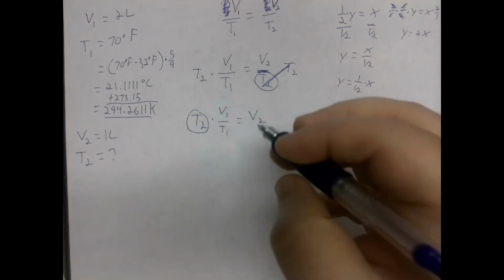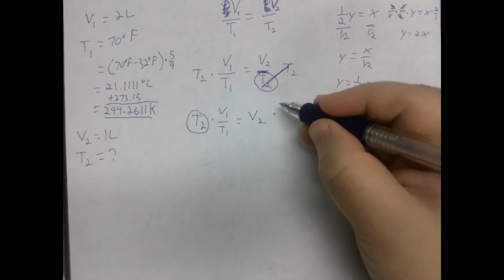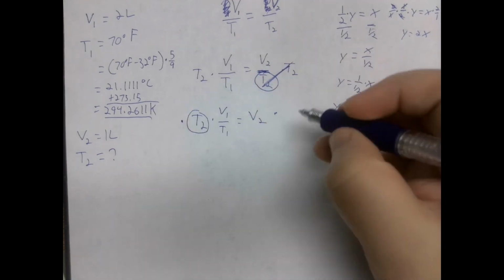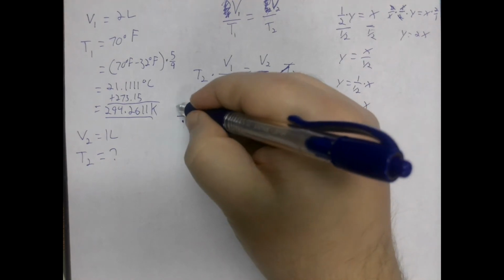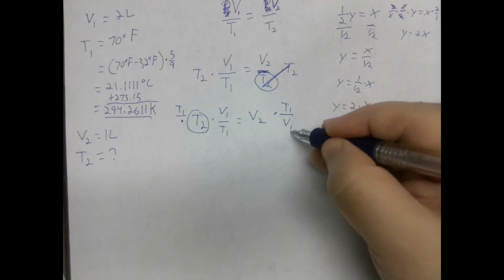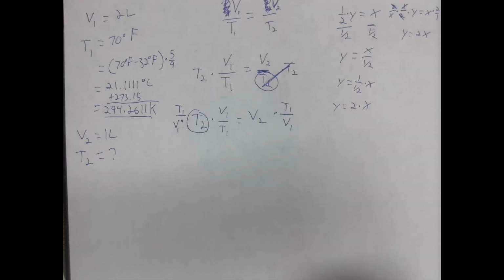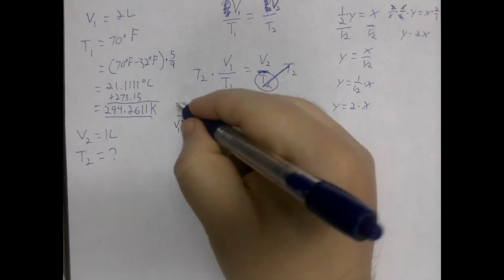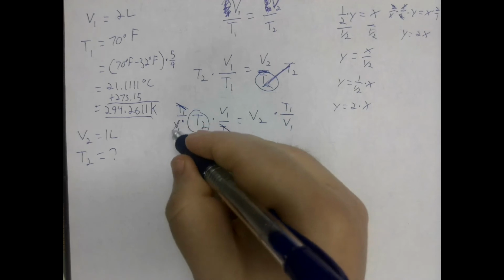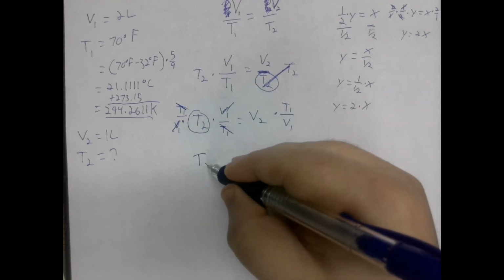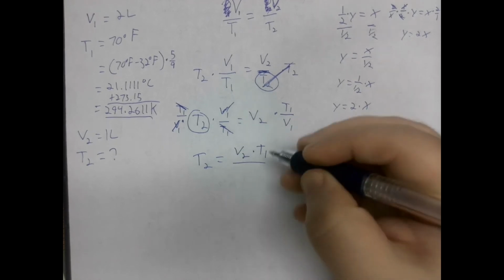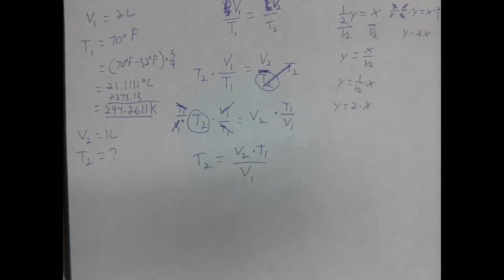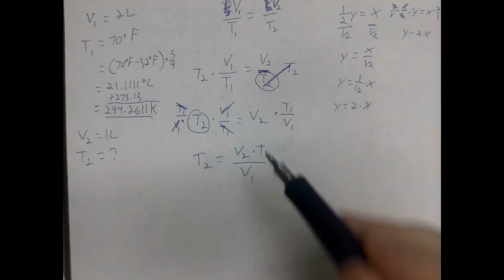So I personally like multiplying by the reciprocal. So V1 is on the bottom, so I put V1 on the top as the reciprocal, and T1 on the bottom. So now we have V1 and V1, they cancel out, T1 and T1 cancel out, and we're left with T2 is equal to V2 times T1 over V1. And you can group the V2 and T1 into a single numerator.